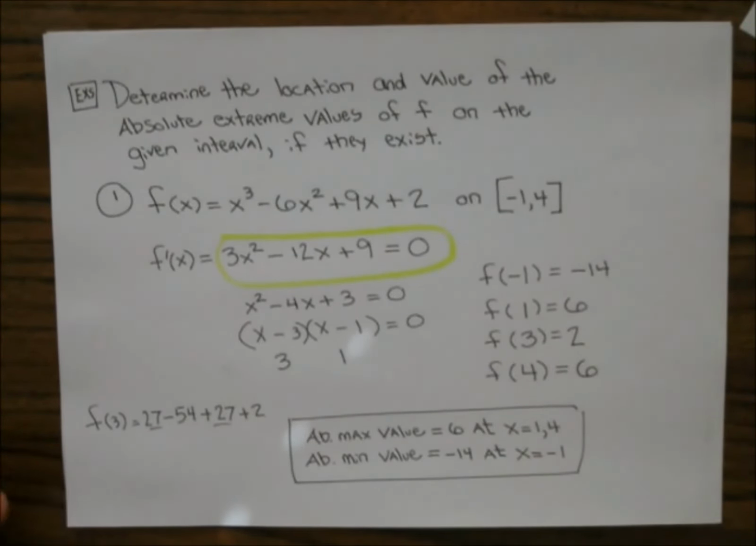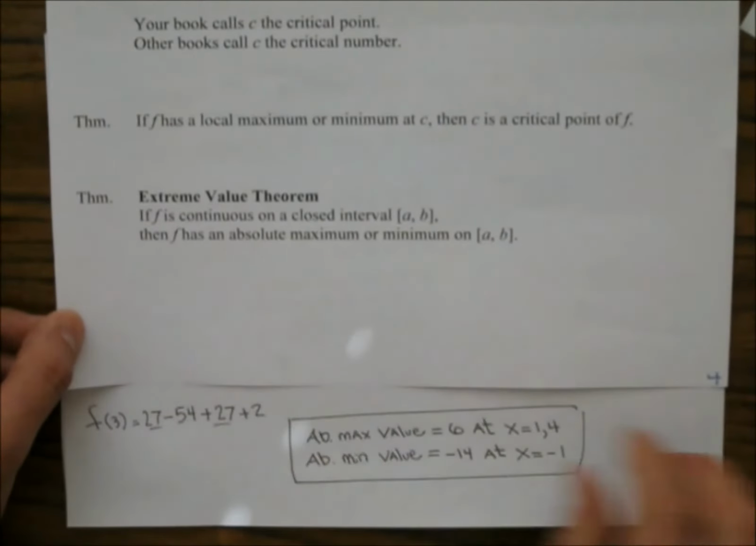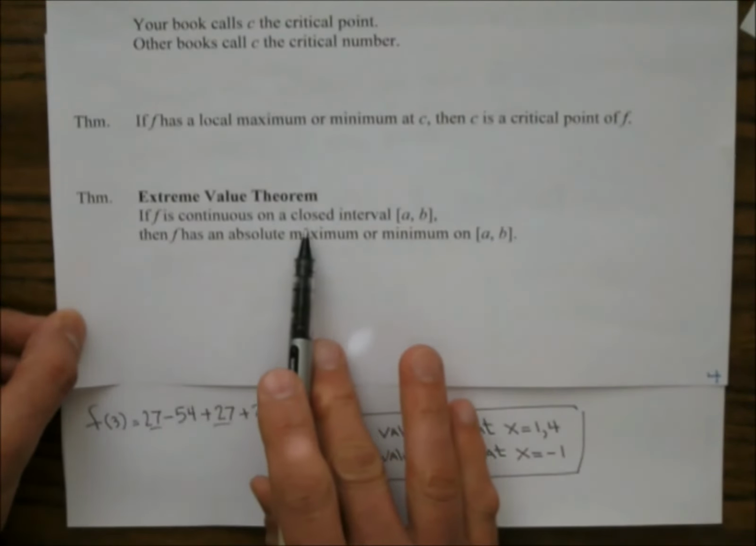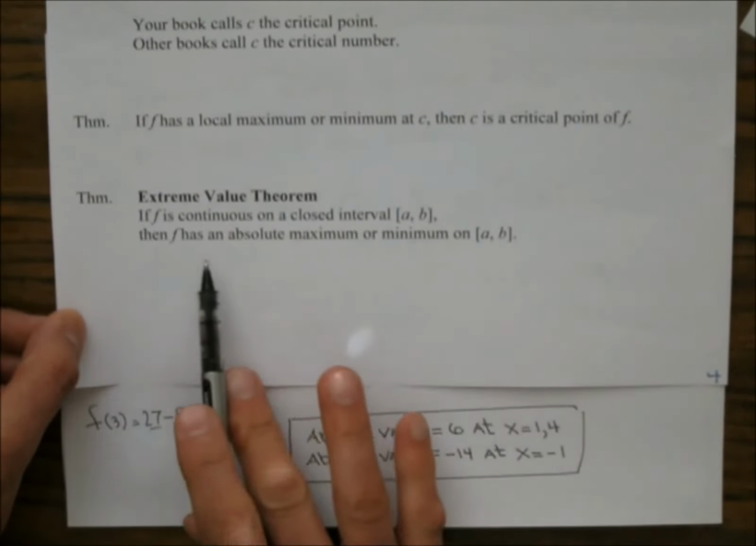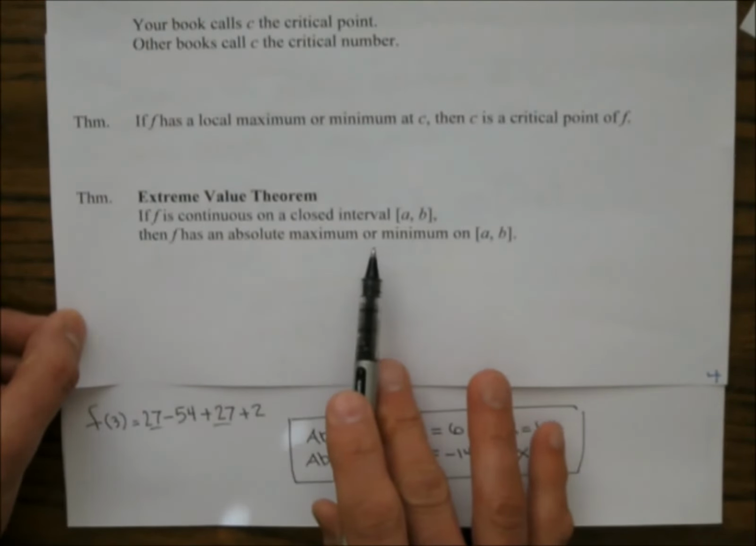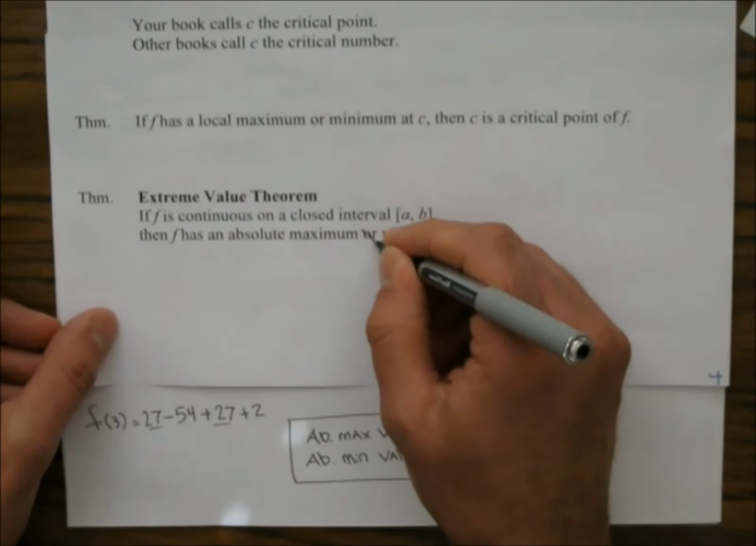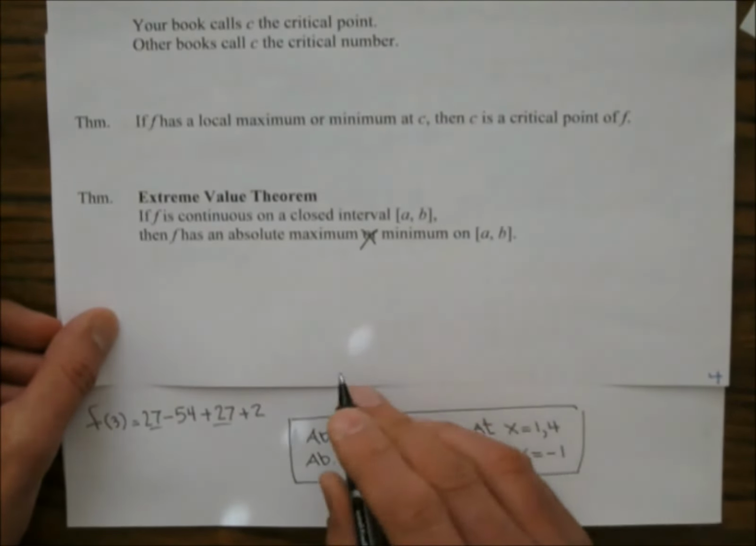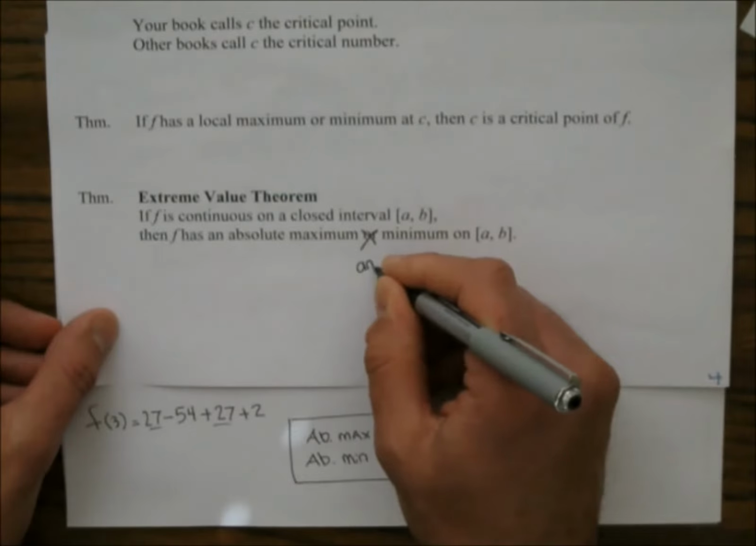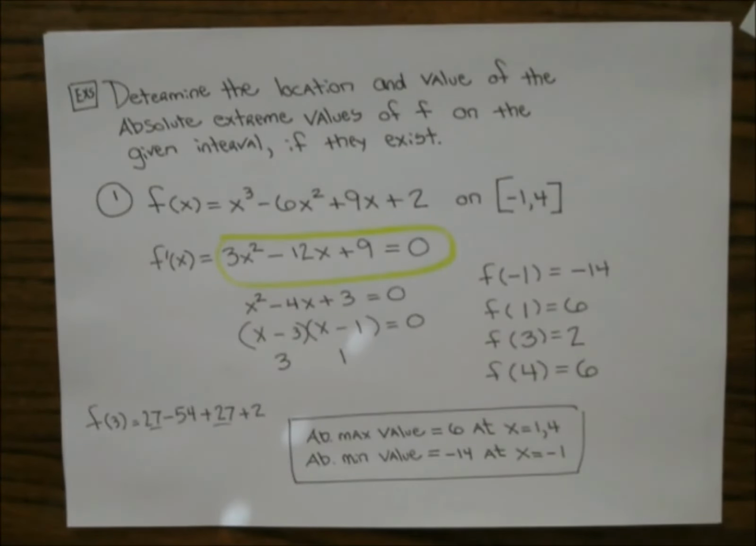And once again, the extreme value theorem says if f is continuous on a closed interval, then f has an absolute maximum and minimum. So we have an absolute max and an absolute min. Now, what does this look like?